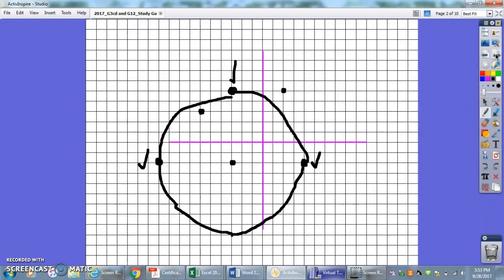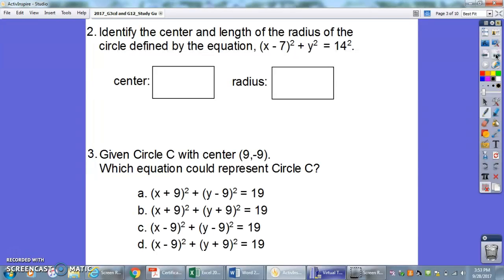Number 2, all right, identify the center and length of the radius of the circle defined by this equation. So again, this one's pretty easy. So remember, for the center, you're looking at these two numbers, all right? Now there is no number there, so we know that that's supposed to be 0. So I'm going to switch my negative 7 to a positive 7. So in parentheses, 7, comma, and then when there's no number, it is 0.